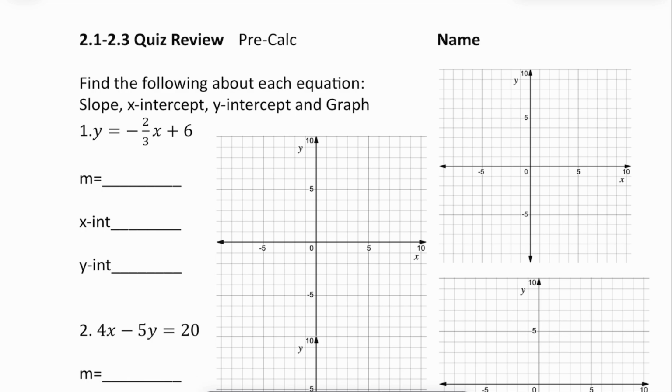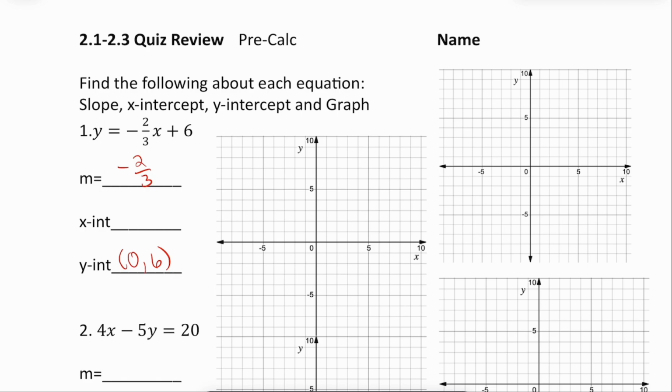So the first section, we are looking at some linear equations, and we want to find the slope, the x-intercept, the y-intercept, and graph it. First off, remember, if an equation is in slope-intercept form, there is your slope, there is your y-intercept. So we can instantly answer the question that our slope is -2/3 and our y-intercept is 6. Now I don't just want you to put 6, I want you to write that as the point (0, 6).